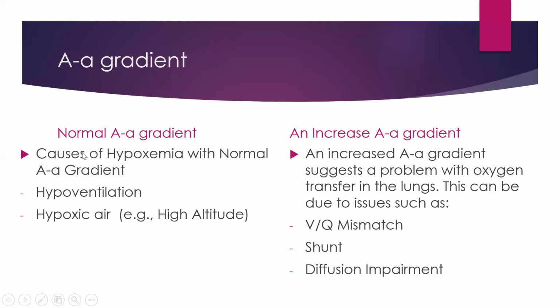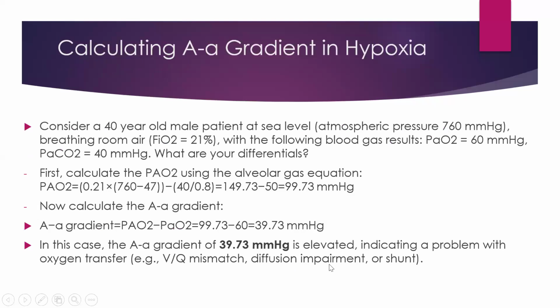Okay, as I've said before, with a normal A-a gradient, less than 15, the cause of hypoxia will be hypoventilation or hypoxic air. Why? If it's more than 15, or more than exaggerated for that patient, you're going to be thinking about other things, the intrapulmonary causes like V/Q mismatch, shunting, or diffusion impairment. Now, let's look at an example.